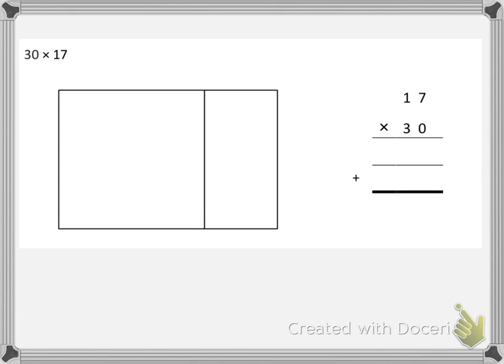Okay, so 30 times 17 is our next problem, and we're going to put 30 on this side, and this part represents 17. We want to break up 17, decompose it, and this side is going to become a 10, and this one is going to become a 7. We broke up 17. Then we can multiply each of these sides to get the area of this box and the area of this rectangle.